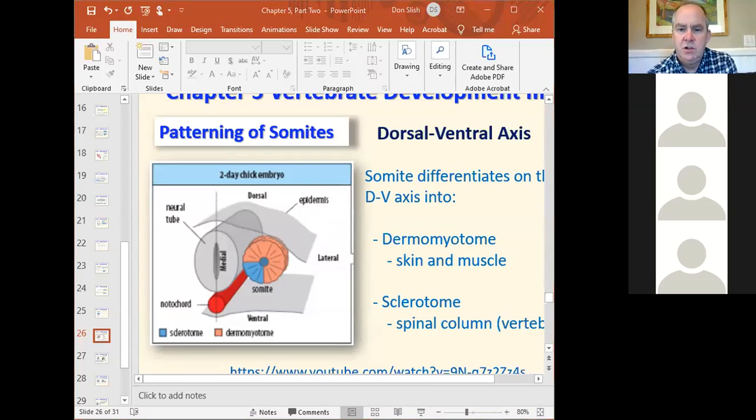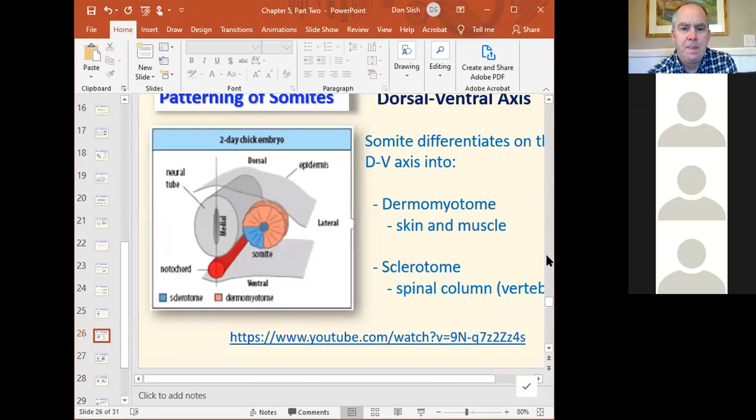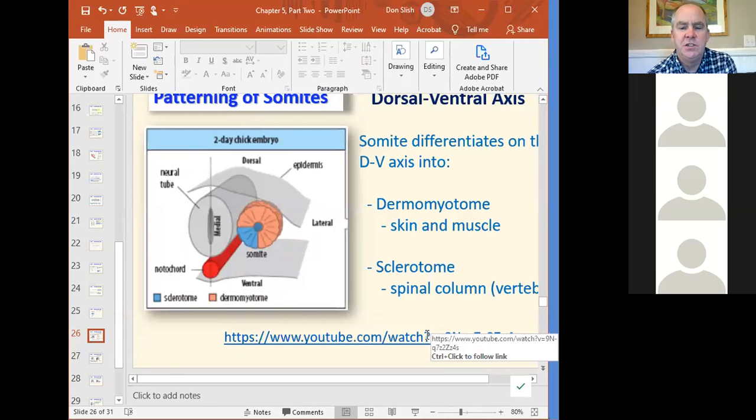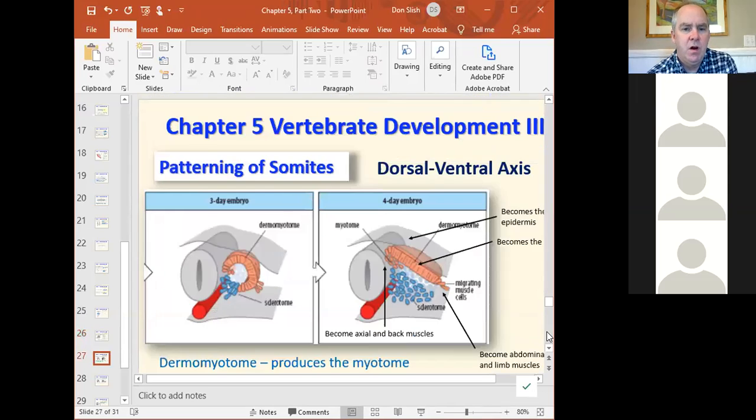So we come down to the next slide. Oh, and by the way, this is a really good animation. The guy's a little boring, but he does explain things well. Okay, so here's your dermomyotome. Now that's going to differentiate into muscle on the sides and skin on the top.